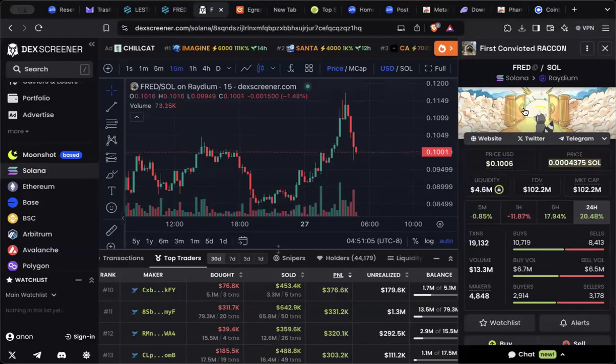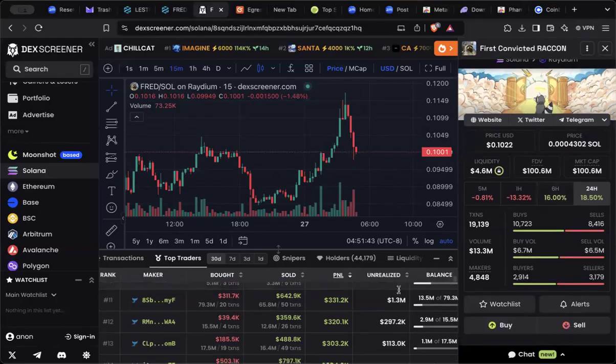Peanut the Squirrel got listed on a centralized exchange, which is called Binance, and the price went through the roof. Now, the reason why I'm looking at this one, which is Fred the Raccoon, is because rumor has it that this is going to happen to this as well. So this market cap will go up into the billions, which will mean that if you put $100 in, you can make a lot of money. It's not guaranteed. I'm just saying that it might happen.